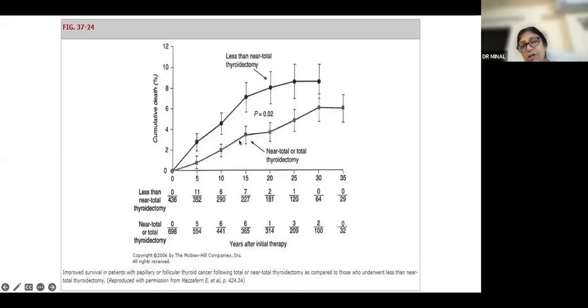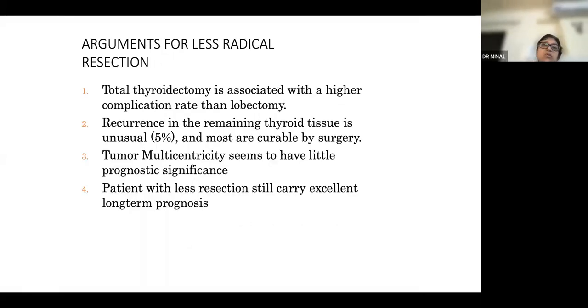And the studies have also shown that the patients who had gone near total thyroidectomy, the survival rate was more, the death rate was less, whereas the death rate was higher in the group which was given less than the near total thyroidectomy. This study has shown us that it is complete thyroidectomy which is more important.